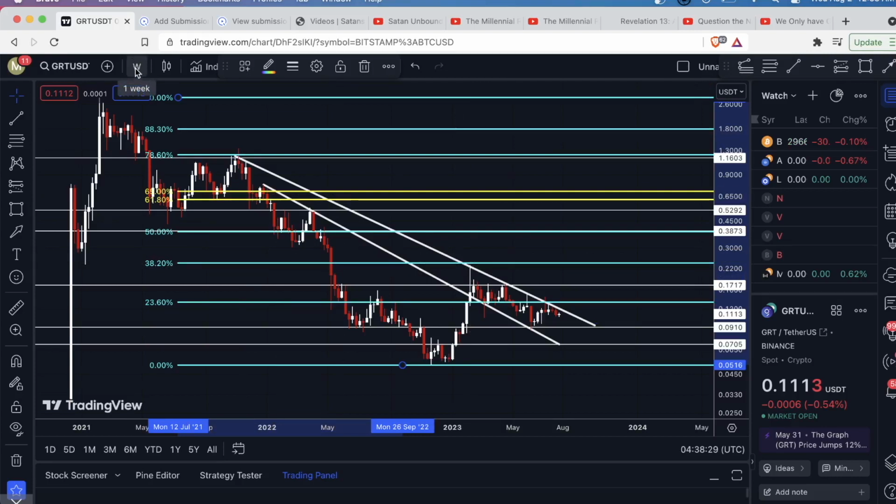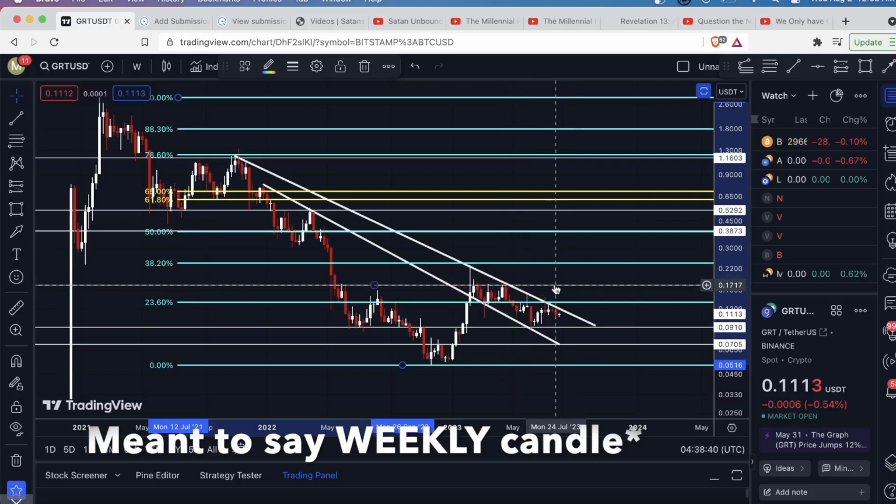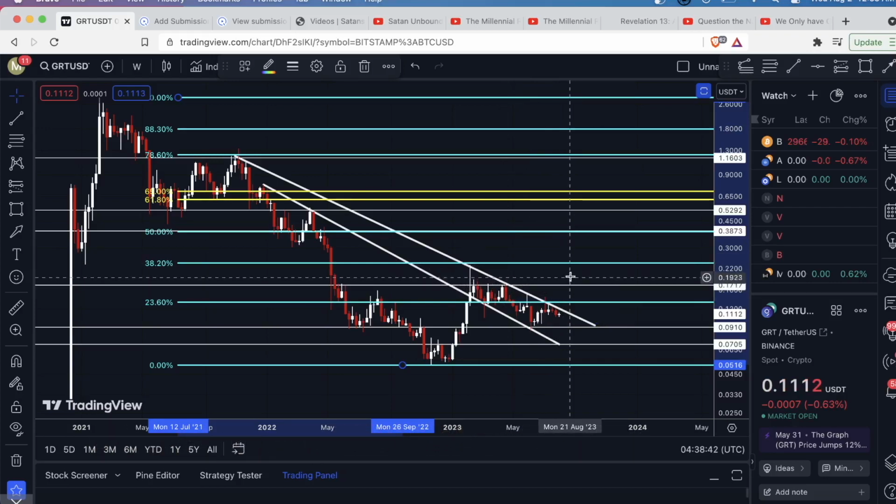So if I move this down to the daily time frame or the 4-hour, you're going to see the price cut through here. But what I'm really looking at here to trigger longs is a daily candle to close above here. And then the next level for me would be this level, this 38.2. And if that breaks, then the next level for me is going to be this 50% retracement.